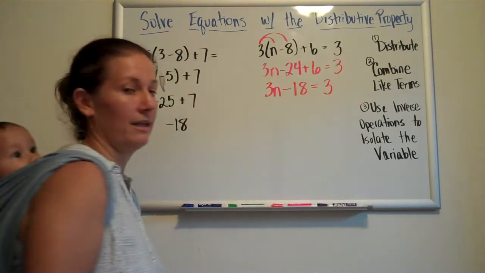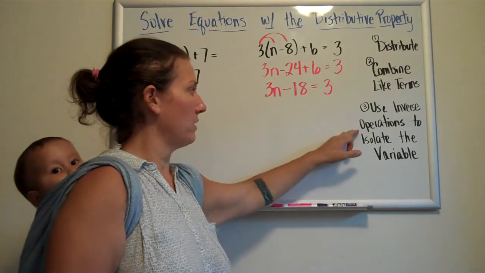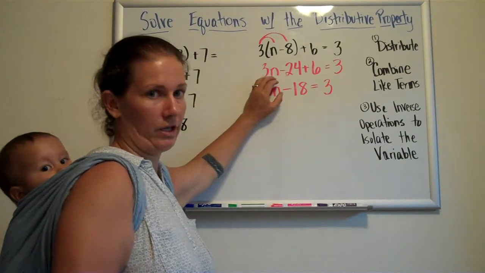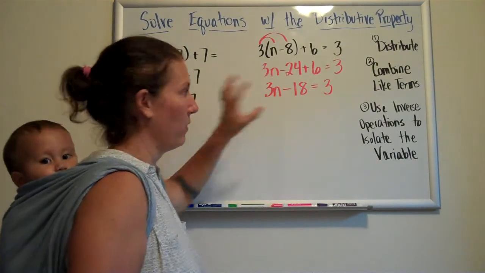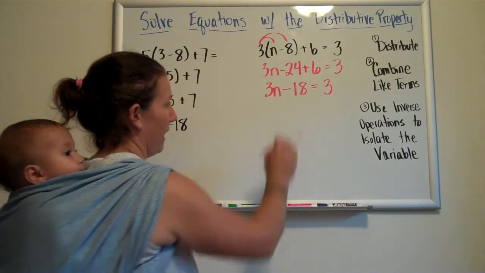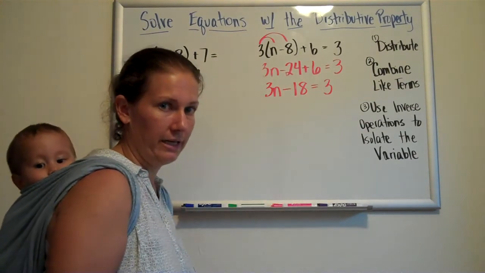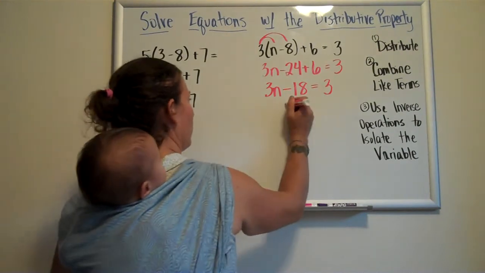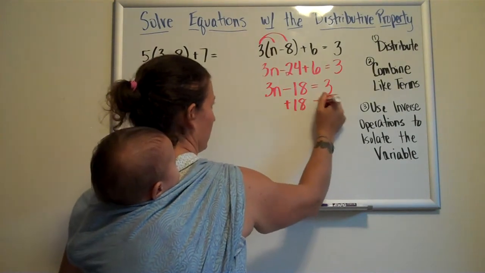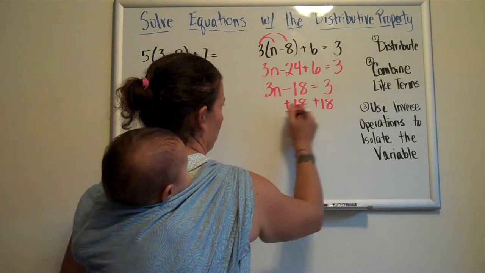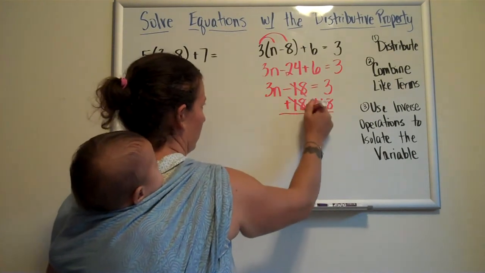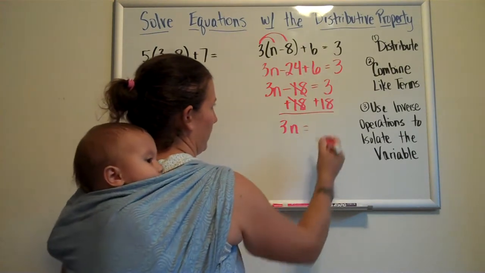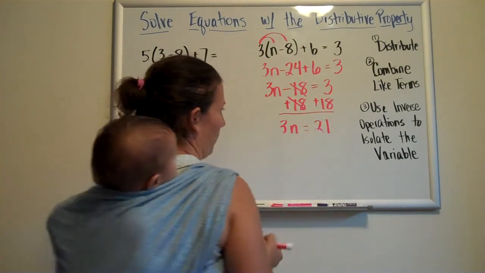Okay, the next thing I want to do is use inverse operations to isolate the variable. So I want to save my variable for last, that 3n, that whole term, and I want to get rid of minus 18. So the opposite of minus 18 will be to add 18. So we're going to add 18 to both sides. Okay, over here they cancel. I want to bring down my 3n, and 3 plus 18 is going to give me 21.